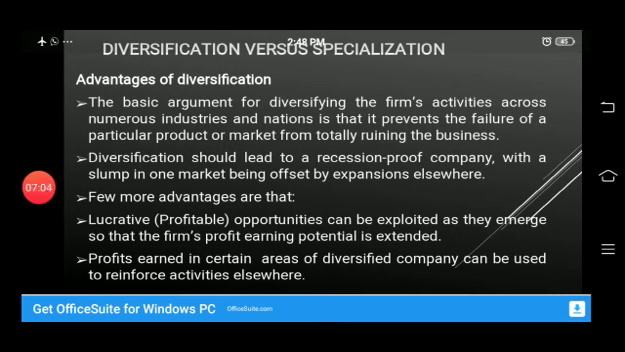A few more advantages: it is lucrative, which means profitable opportunities can be exploited as they emerge so that the firm's profit earning potential is extended. Next, profit earned in certain areas of a diversified company can be used to reinforce activities elsewhere.